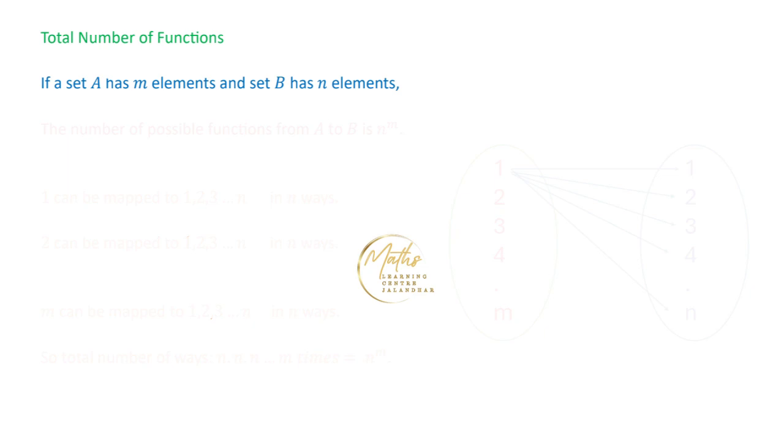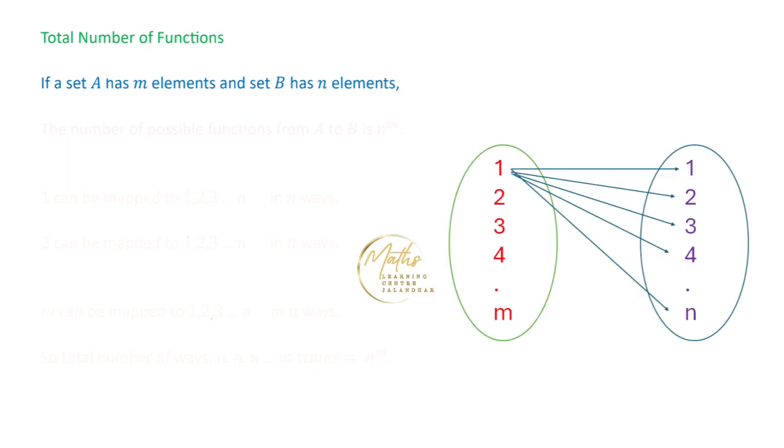So if we talk about the first element of the set A, suppose we are considering the sets in this form. The set A has the elements 1, 2, 3, so on up to m, and set B has the elements 1, 2, 3, so on up to n. So these are the two sets we are talking about. This is set A and this is set B.